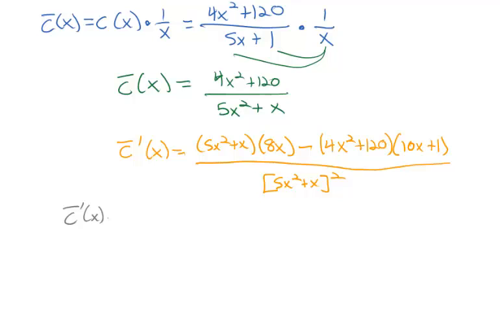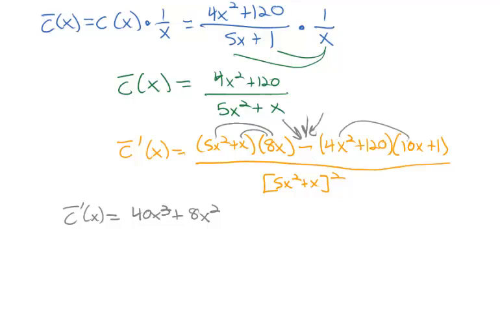So C bar prime of x is equal to, distributing the 8x through, 40x cubed plus 8x squared. Don't forget about the negative as we multiply this last part. It's going to be the most common error everybody makes. We're going to need to change the sign on everything as we FOIL. We need to take the opposite.